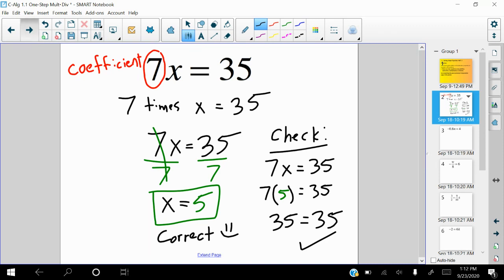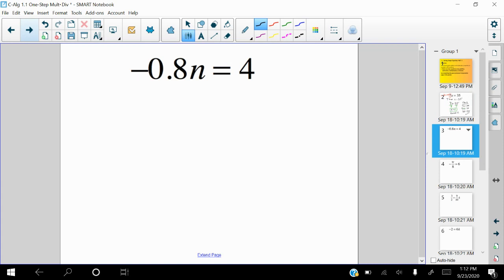Nice. Nice one, folks. What about this problem? I want you to try out this problem on your own. So pause the video and then resume when you have finished this problem.